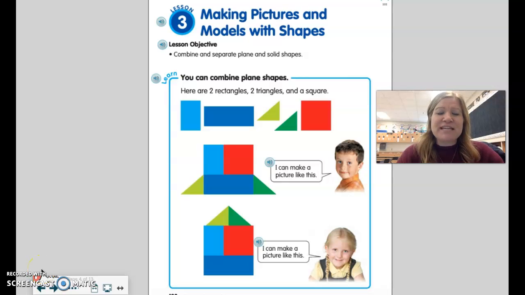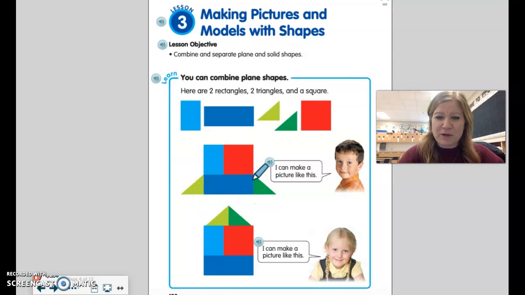Hi, first graders. Today we're going to do lesson 3, making pictures and models with shapes. So for this lesson, we're going to talk about how you can combine and separate plain and solid shapes. So here are two rectangles, two triangles, and a square. So you can put these shapes together and make pictures.